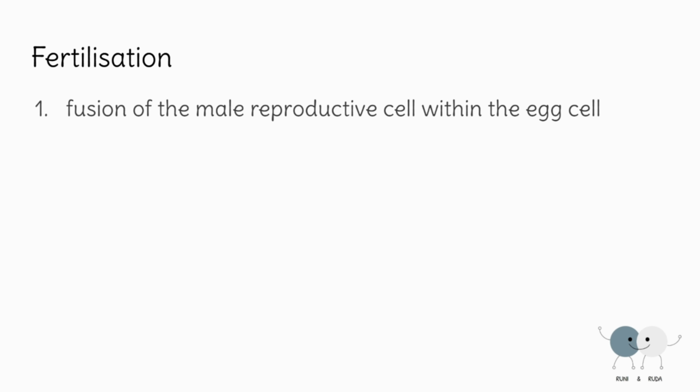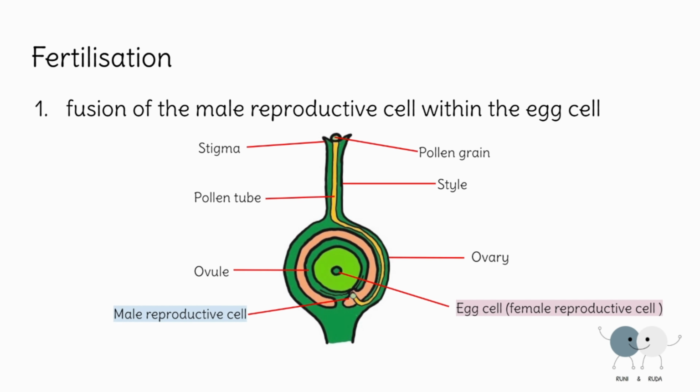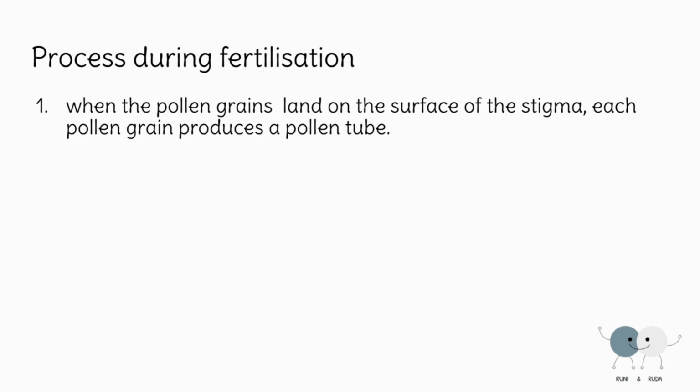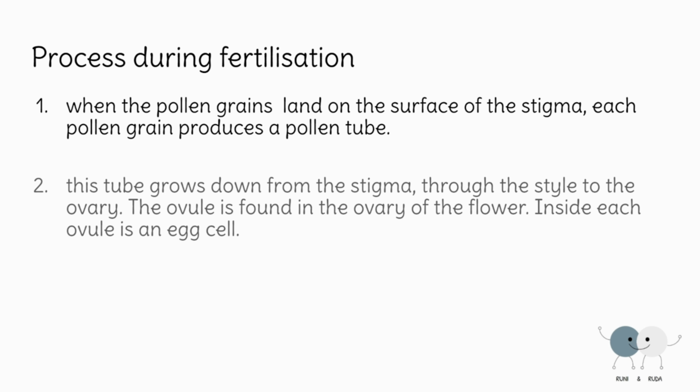Fertilization refers to the fusion of the male reproductive cell with the egg cell. The process during fertilization is when the pollen grains land on the surface of the stigma. Each pollen grain produces a pollen tube. This tube grows down from the stigma through the style to the ovary.